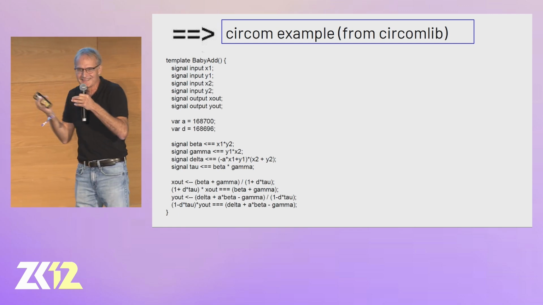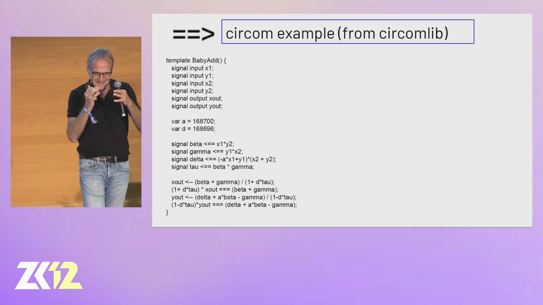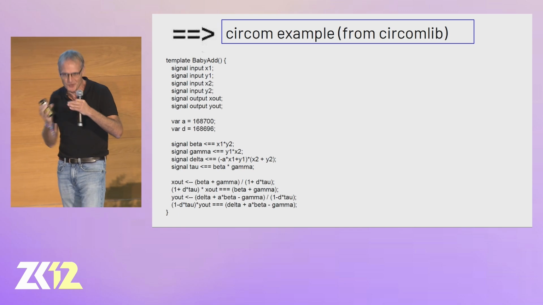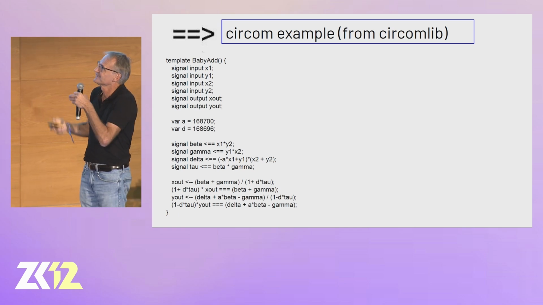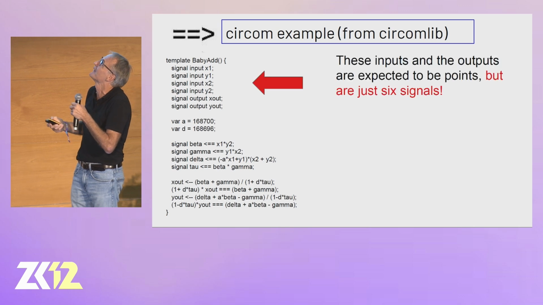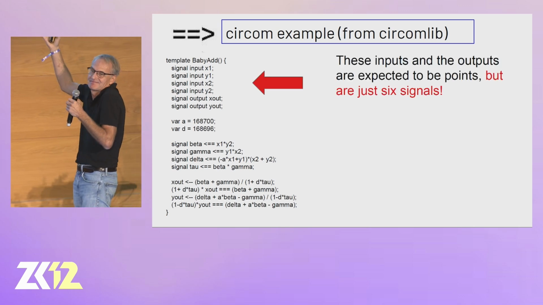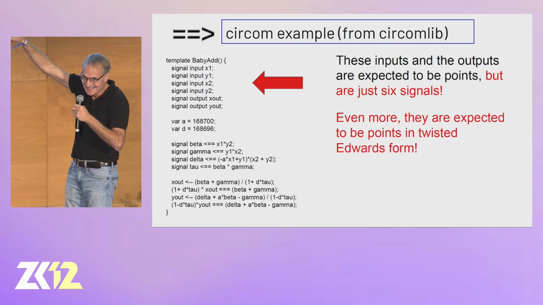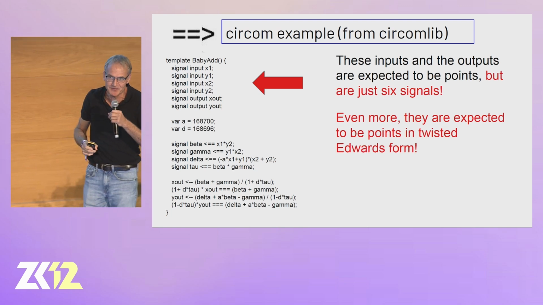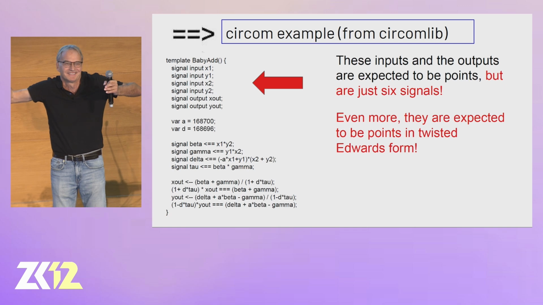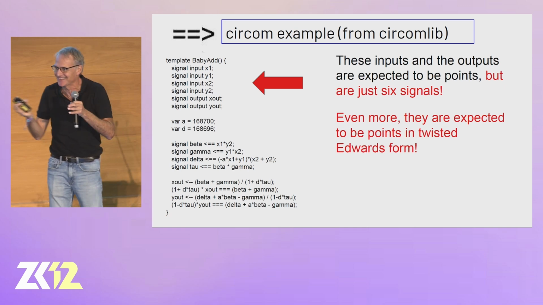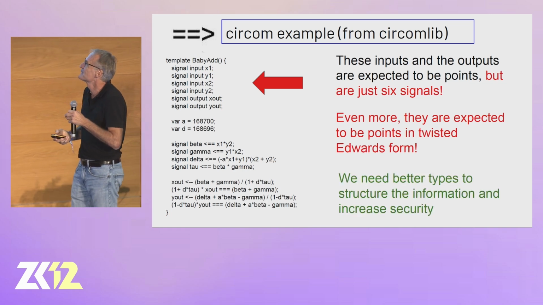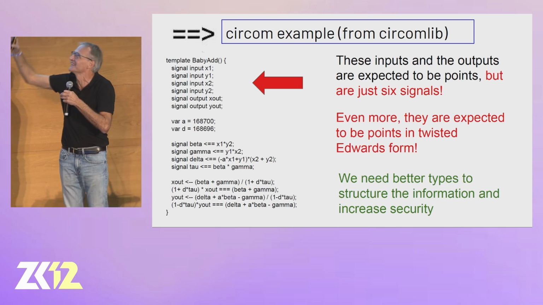But nothing is really making each pair a whole, as something that you know goes together. So what happens is that you really want points, but you have just signals. And even worse, in this case they are signals in the twisted Edwards form. But they're just signals, so we are not seeing this anywhere, and it's not going to be checked anywhere by the compiler. So after this, we need better types.